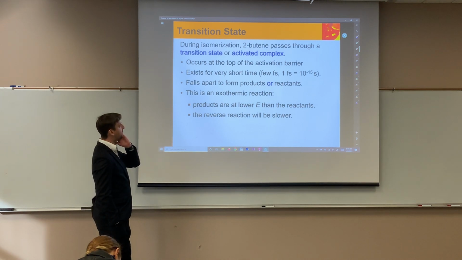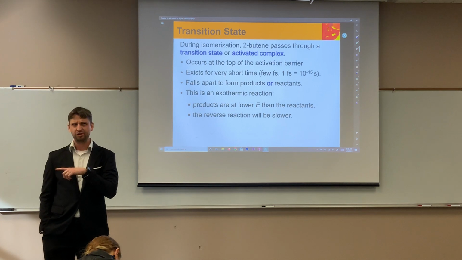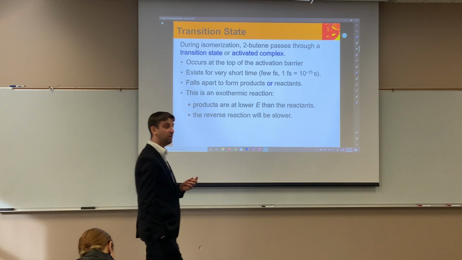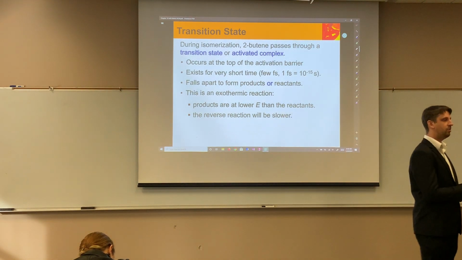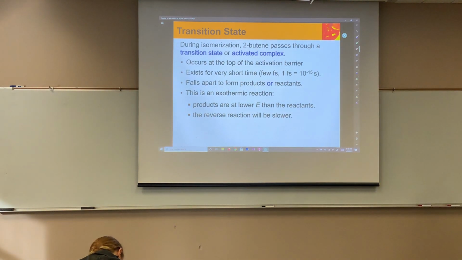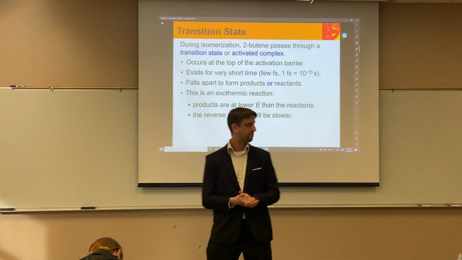It falls apart to form products or reactants. Now, this is going to get into the next chapter, where we're going to get into equilibrium, and that'll start to make a little more sense. Once we're at this transition state, you've got two directions you can go. Essentially, you can go to the left or to the right, to the reactants or to the products. That's all it's saying there.